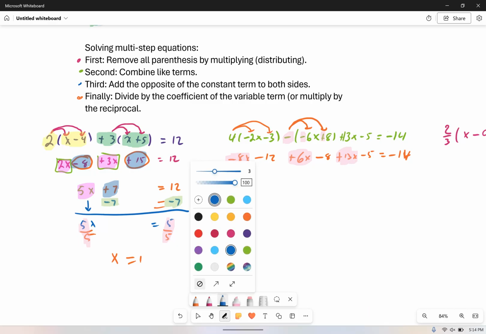I wonder if I have a pink pen. I don't have a pink pen. I wonder why not. Well, we'll do it in red.